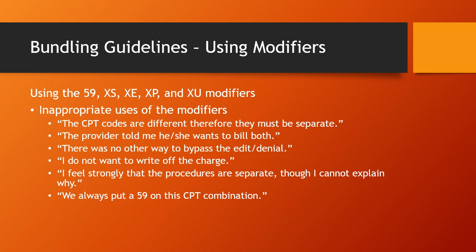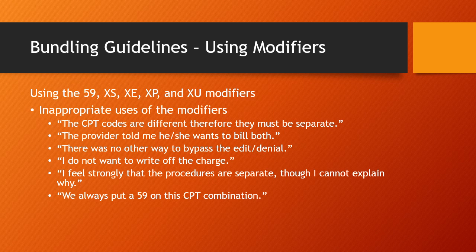So I want to have a clear picture in my head of why they're separate, not just "I feel like they probably are," or "we've always done it that way. We always put a 59 on this CPT combination." That's a bad situation to get into, because that tells me not only do you not have a reason for putting it on there, but that you're systematically appending modifiers, maybe inappropriately, maybe not. We'd have to look at it, but that's a dangerous situation to be in.